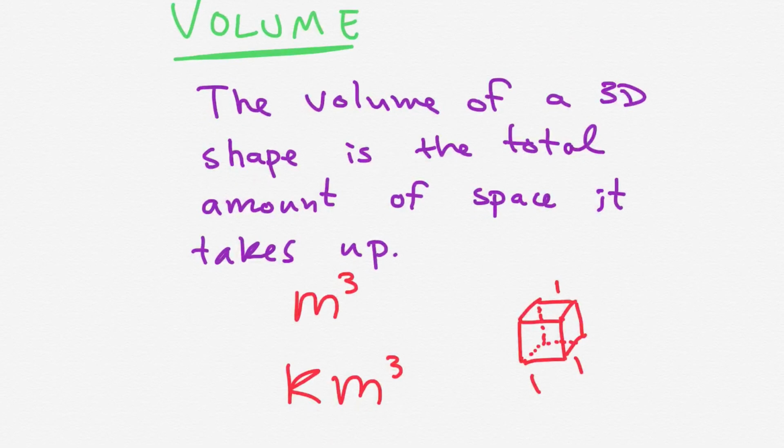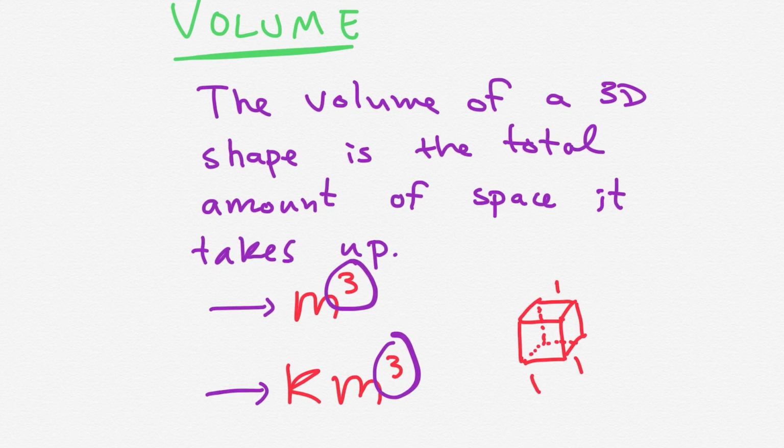And finally, we are going to talk about volume. Now, the volume of a 3D shape is the total amount of space it takes up, and that's measured in cubic meters, cubic units. So for example, we could have meters cubed or kilometers cubed, or maybe even inches cubed or anything like that. The important thing is that we'll have a 3 as an exponent on our unit.